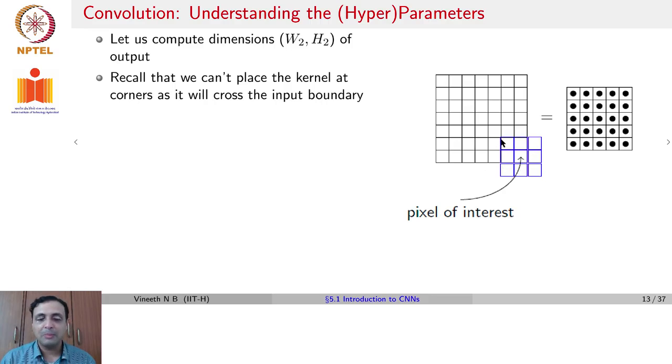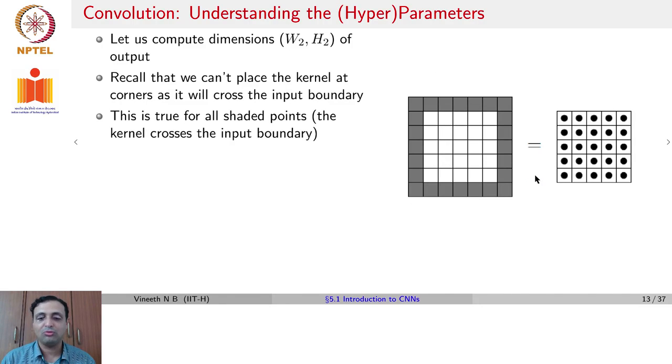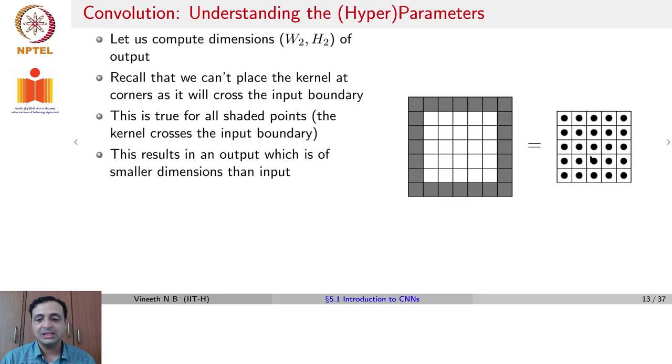So remember that if you place the kernel at the corners, you do not have inputs to compute the convolution. So this is a problem with all these shaded regions here, depending on the size of the filter. So this results in an output which is of smaller dimensions than the input. We've seen this earlier with convolution, but we are revisiting this to find out what would be the size of W2 and H2.